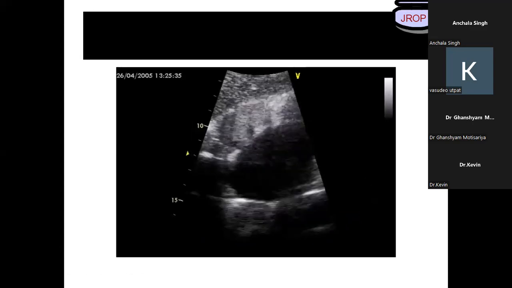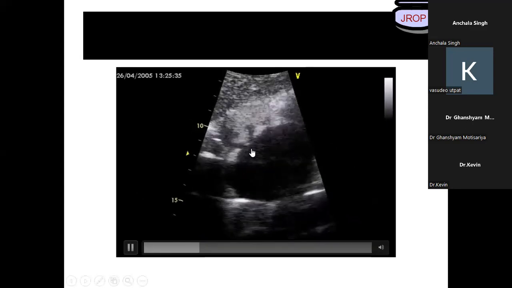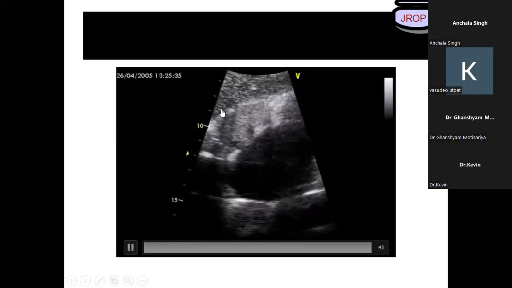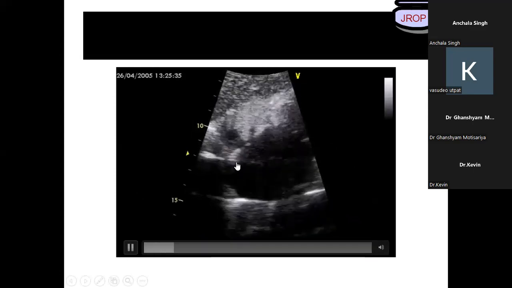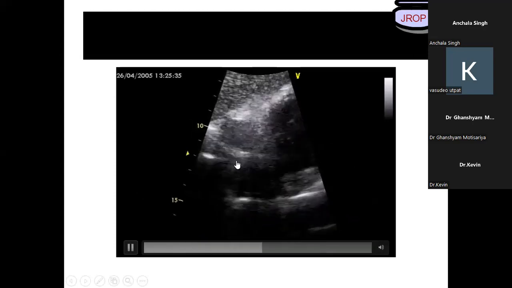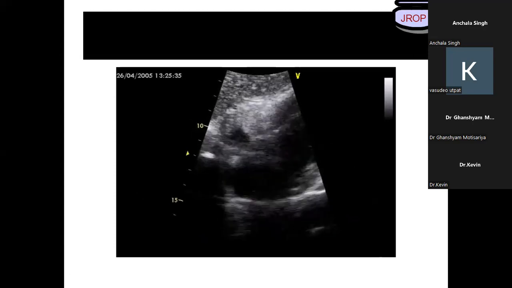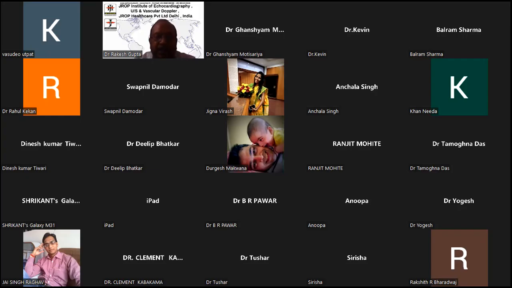But how do you prove this? Because here also, this is a negative contrast. Look, here is an IVC. Here is an SVC. If you happen to see a hole over here, this is possibly a sinus venosus type of ASD. But the best answer for sinus venosus ASD is not given by this particular slide. The best answer is given by this presentation of ASD.